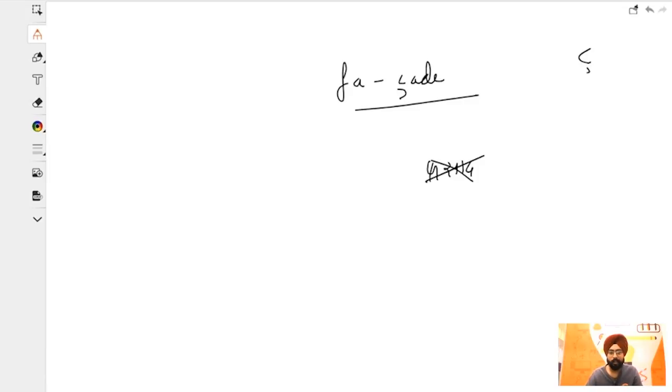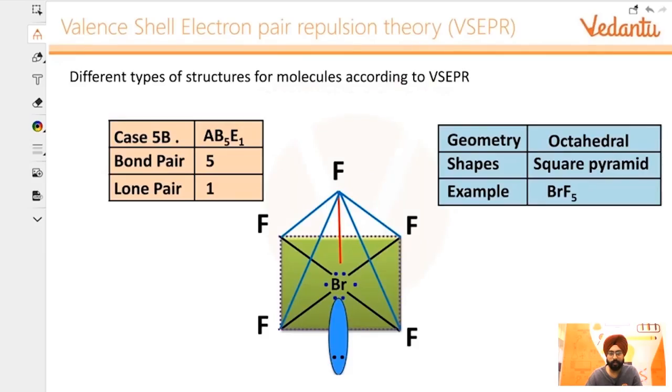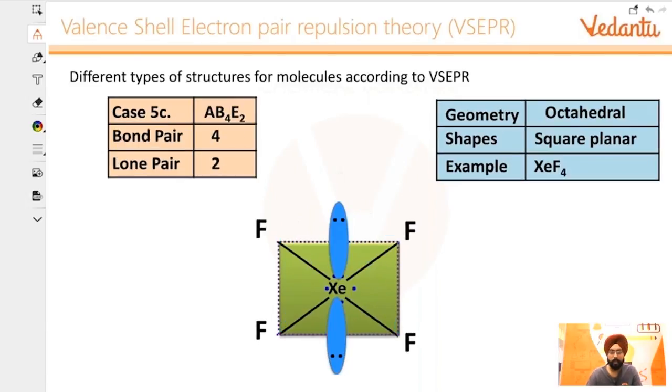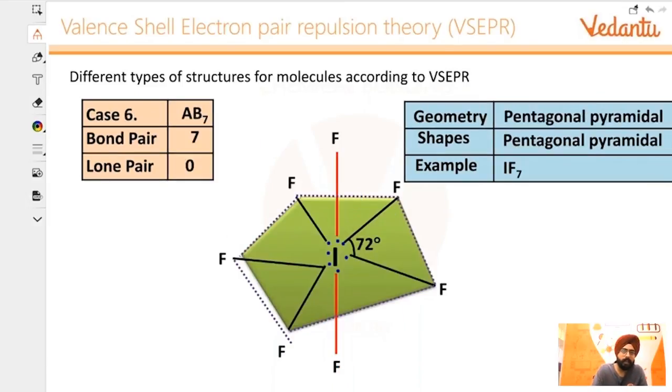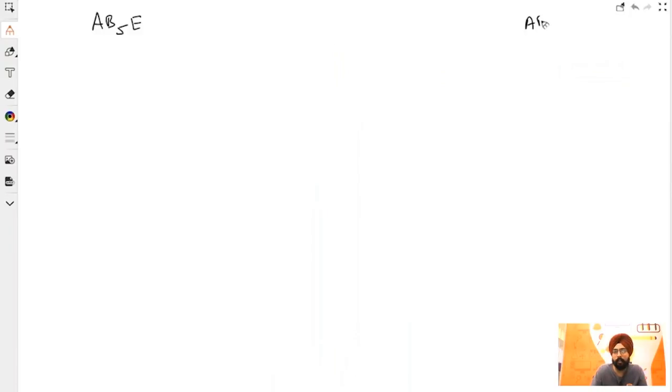Okay, so now let us think about the deviations of AB5E and AB4E2. This is what we need to think about. There's no need to think about the other deviations of AB6.